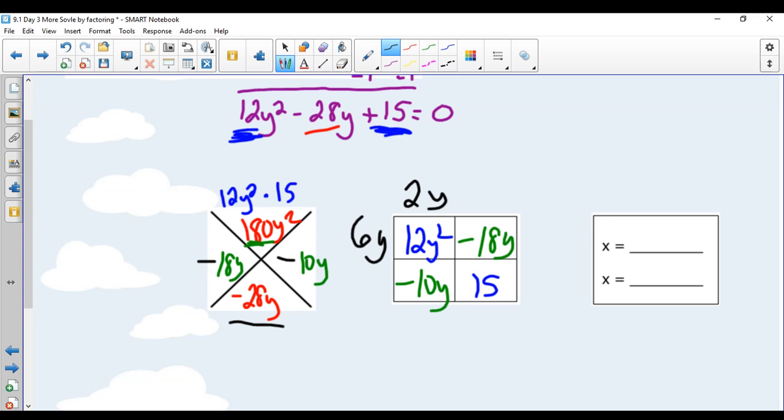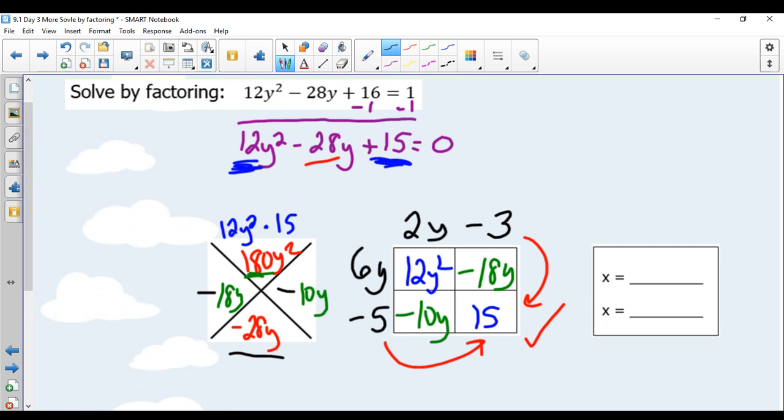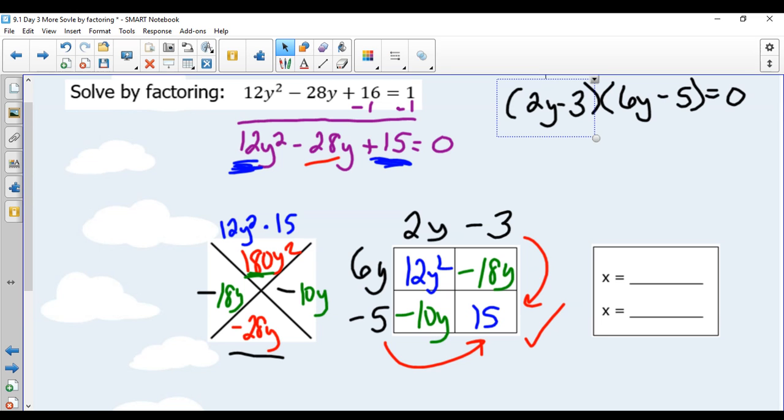So then 6 times what makes negative 18? I would need a negative 3. And 2 times what makes negative 10? I would need a negative 5. And then we can just double check. Does negative 3 times negative 5 make positive 15? Sure enough. So those are our factors then. This one was a little trickier, but it's not impossible. And there's our factored form.